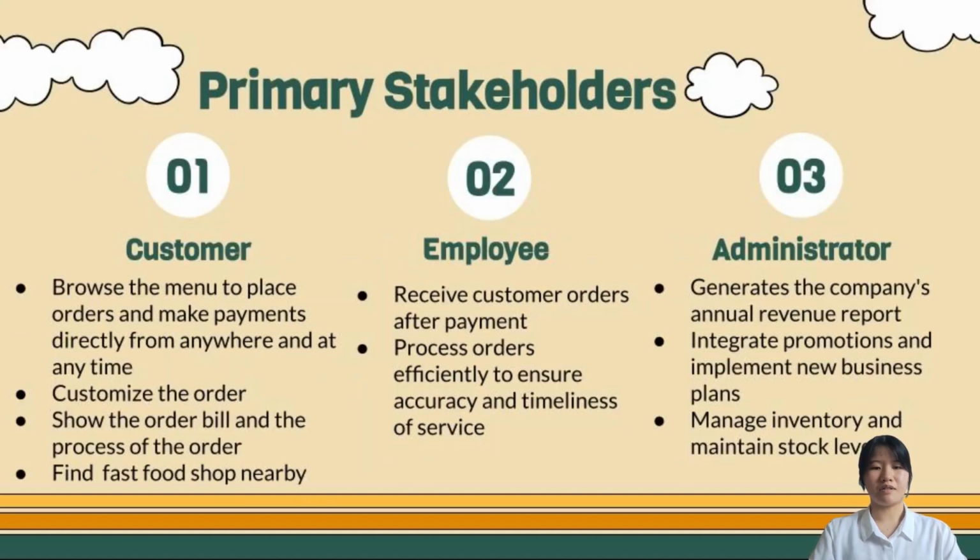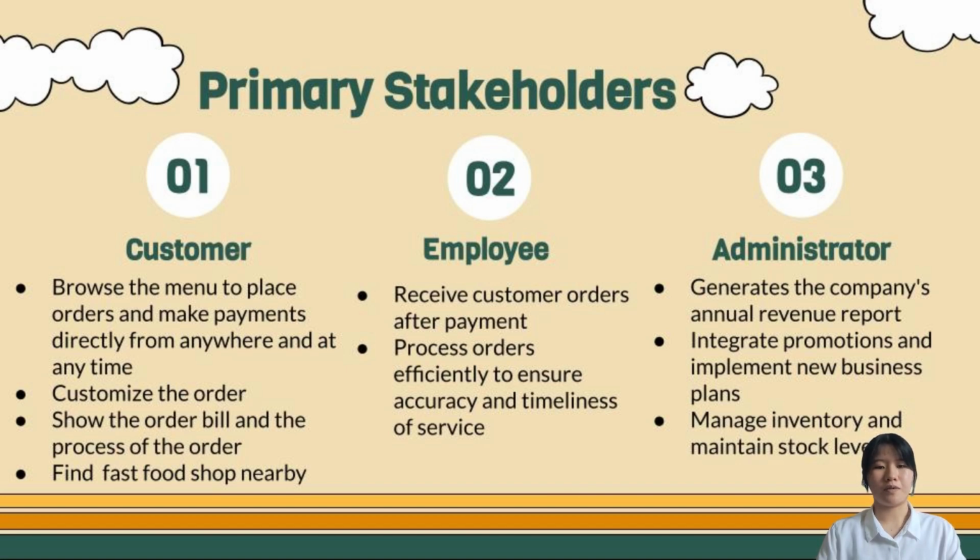First one is customer. By using this system, customers can browse the menu to place orders and make payments directly from anywhere and at any time. Customers are able to customize their order based on personal preference, dietary needs, and any special requests. After customers send out their orders, the system will automatically show the order bills and process of the order. Customers can also use the system to find a fast food shop nearby to place the order.